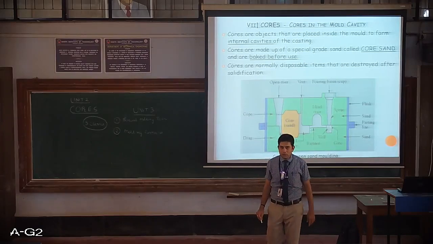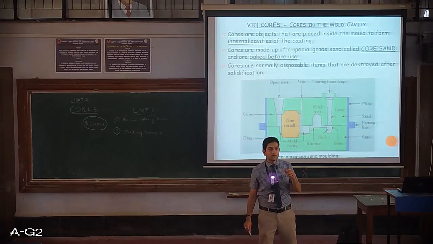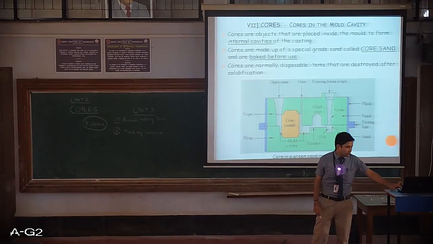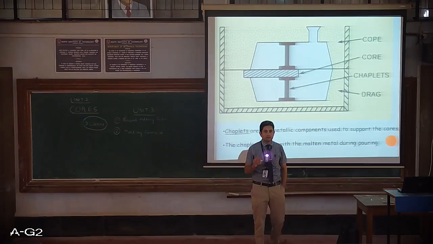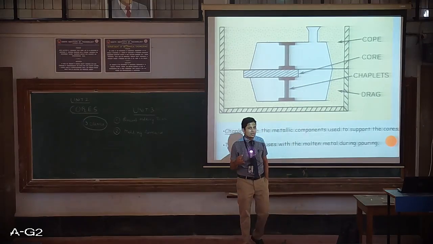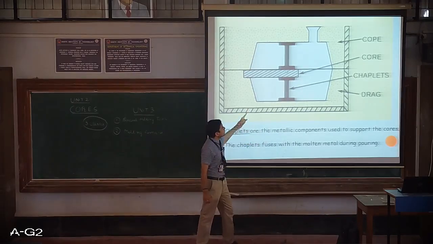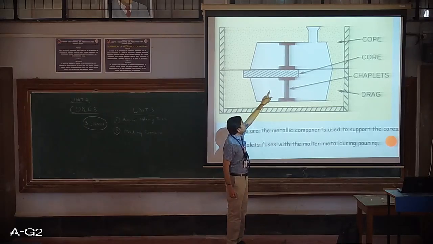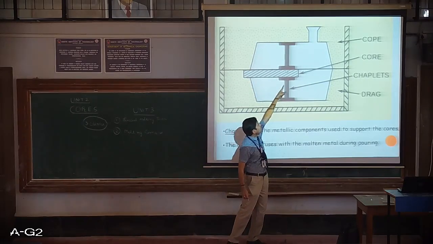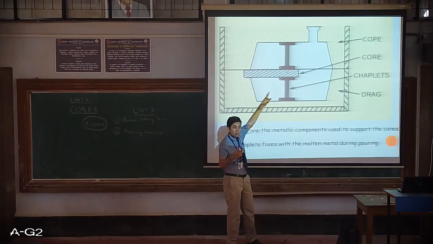The thing we had not discussed earlier was the core, and the core is shown over here to create a cavity inside. Next, I have put one more image to give you a feeling of the same core, to help you understand how the core looks. So you have the flask over here, the cope part, the drag part, this is the empty mold, and this is the core. This core is used to produce hollow sections inside the mold cavity.